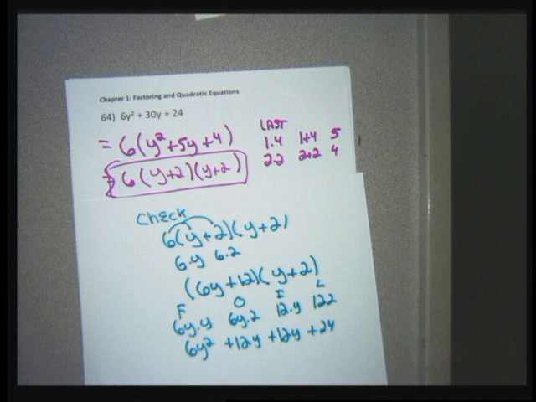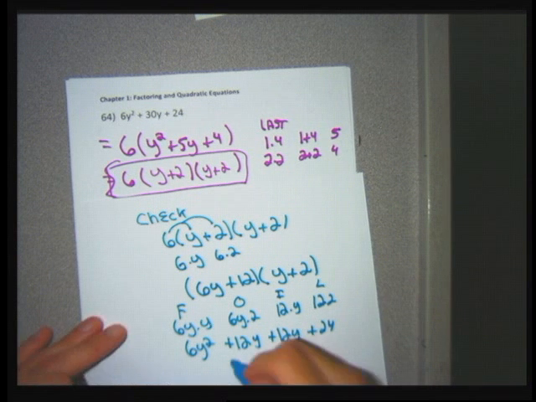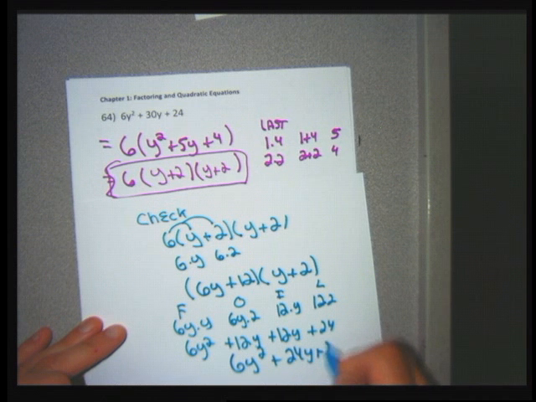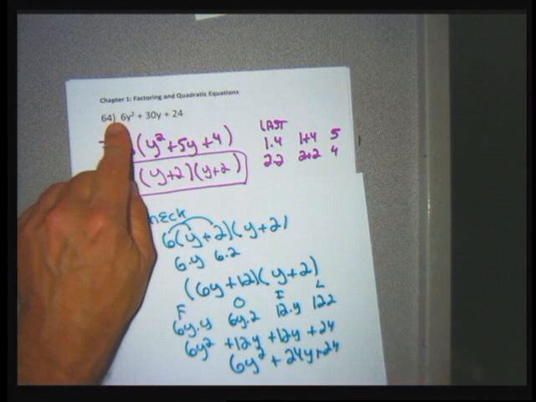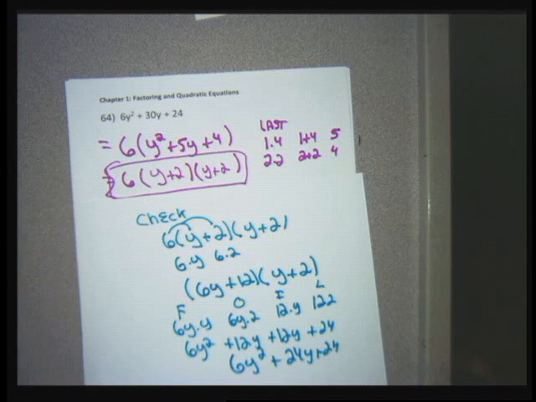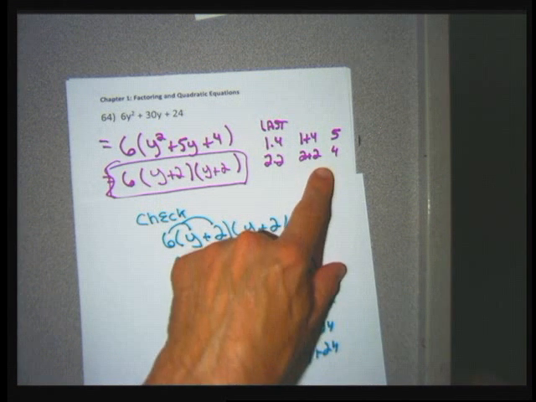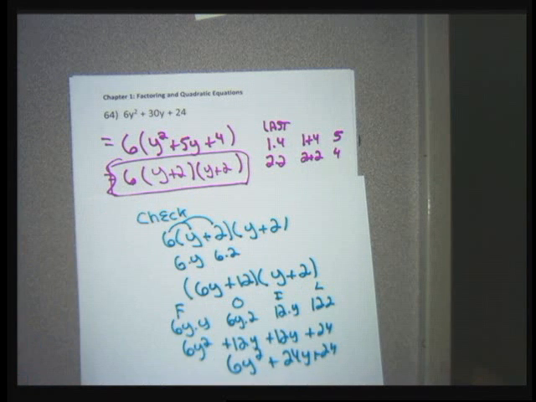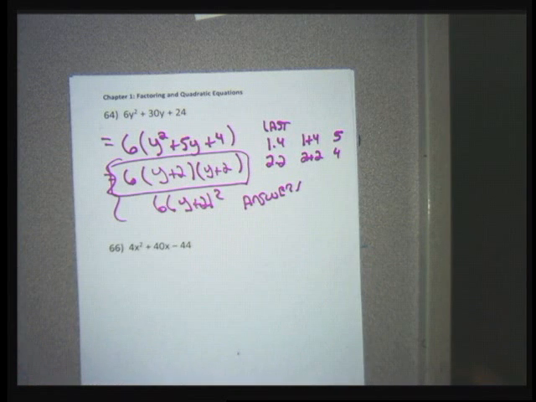Oh, good. So look what happened. I get 6y squared plus 24y plus 24. That doesn't equal 6y squared plus 30y plus 24. Hopefully, when you were watching the video, you were banging your head because I didn't pick the right lasts. My goal was to get a 5y. Well, I didn't get a 5y. I messed up, and both of these are wrong.